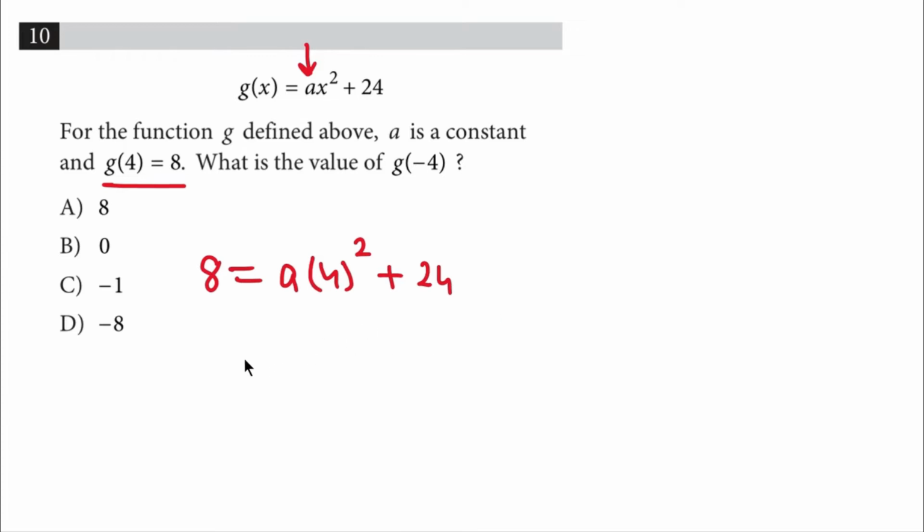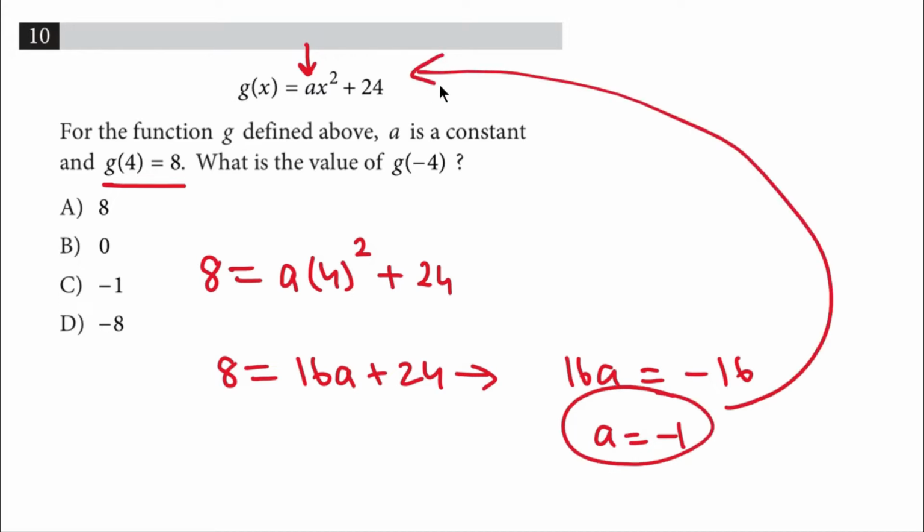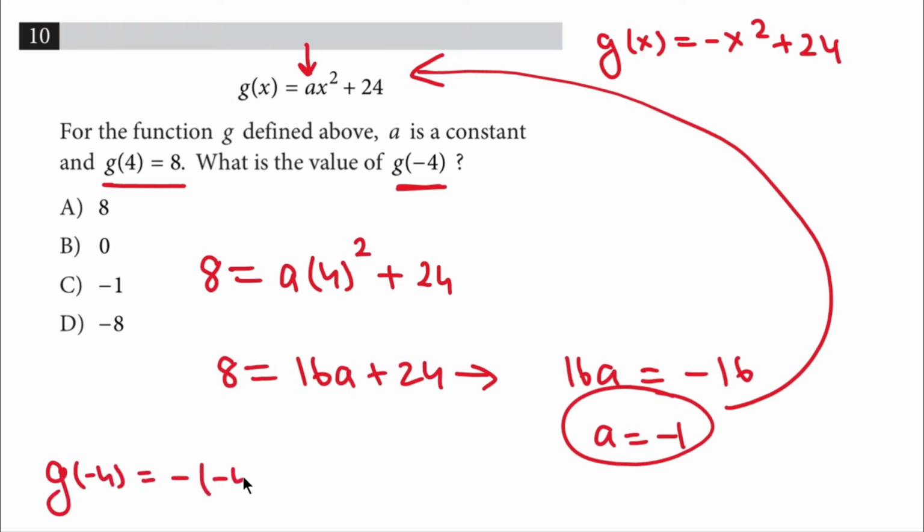We know that 4 squared is equal to 16, so 8 is equal to 16a plus 24. And by rearranging this equation, we get 16a is equal to negative 16. So a is equal to negative 1. Now we can plug this right back into the original equation, and we will get g of x is equal to negative x squared plus 24. Now guys, we're asked for g of negative 4, so plug negative 4 instead of x. You will get g of negative 4 is equal to negative 4 squared plus 24, which is equal to negative 16 plus 24, which is equal to 8. So A is the correct answer.